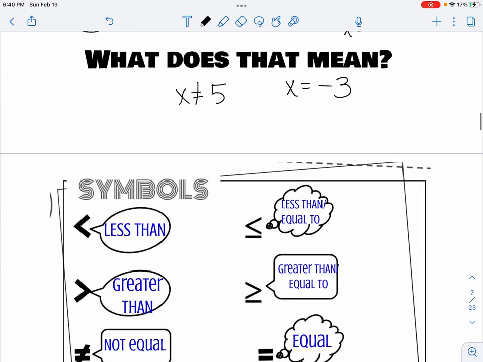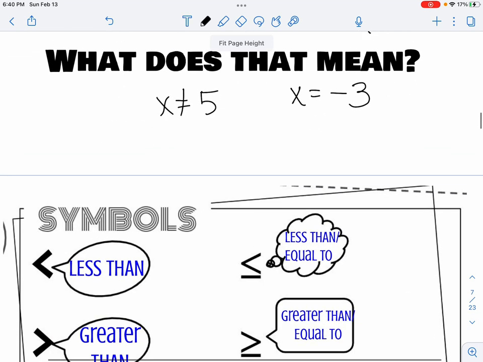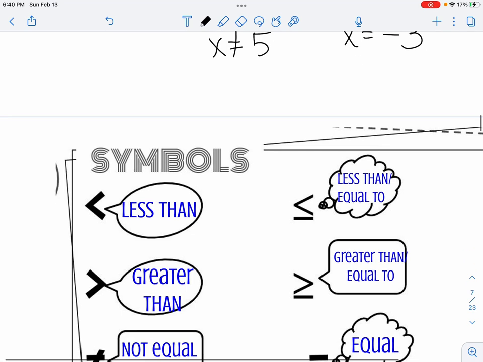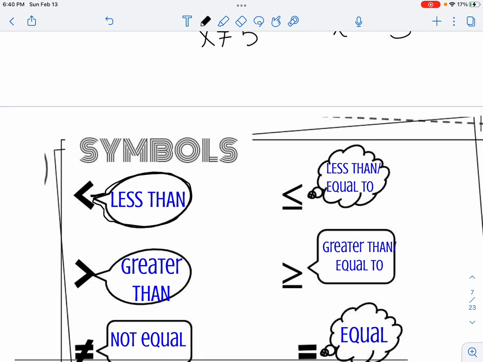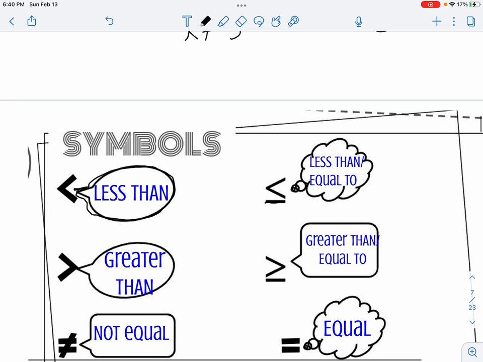Okay, moving on today. Now, in your notes, we're going to go over some symbols. We have seen less than before, so please write that in your bubble. There is less than. Now, if I put an underline underneath the less than, this means less than or equal to. This means it is going to include the number in our solution.